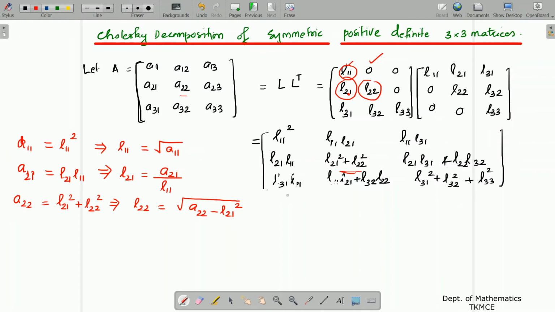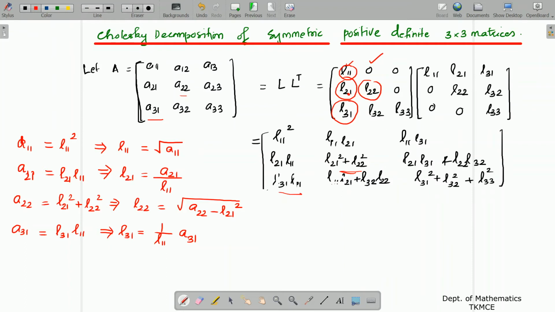L31 can be obtained by comparison of L31, L11 with the corresponding term of A, and hence we have A31 is equal to L31 into L11, and consequently we have L31 is equal to 1 by L11 into A31. So we obtain this A31 as well. Now let me find L32.